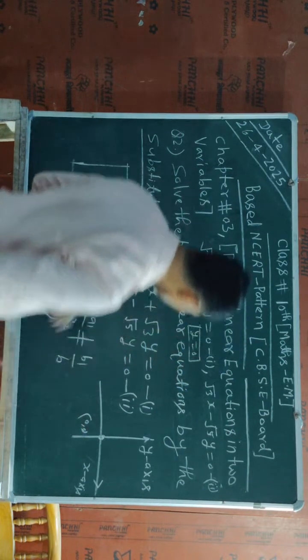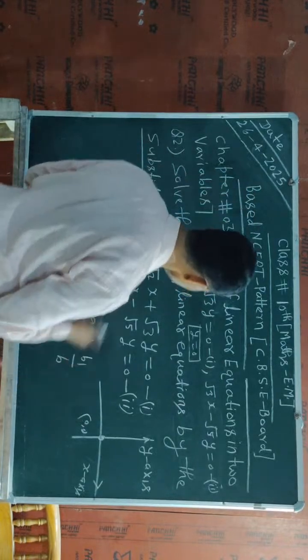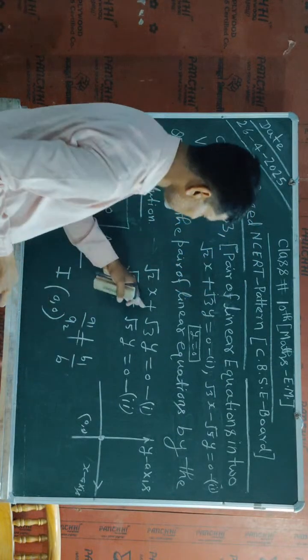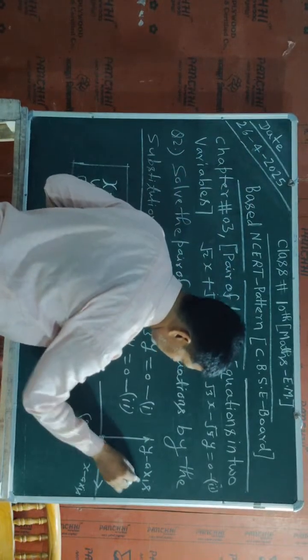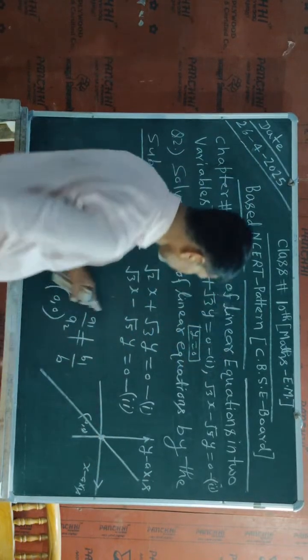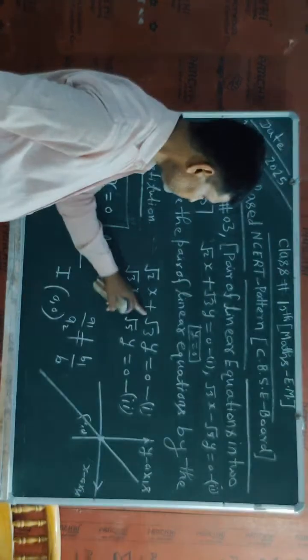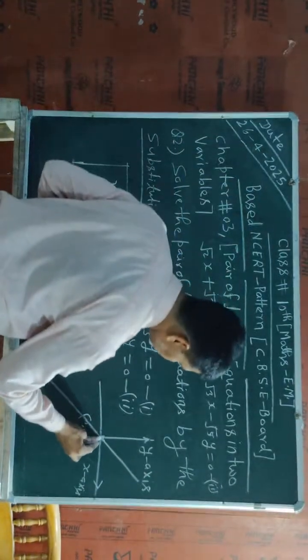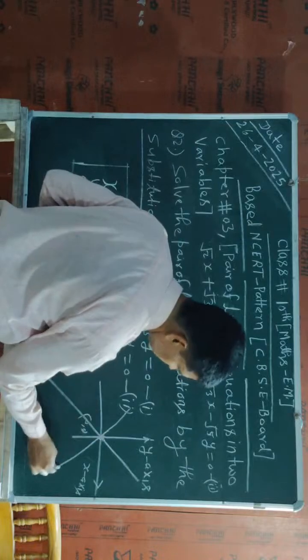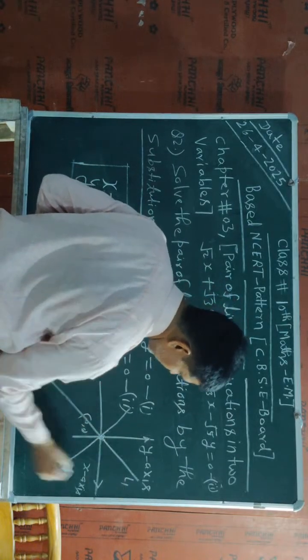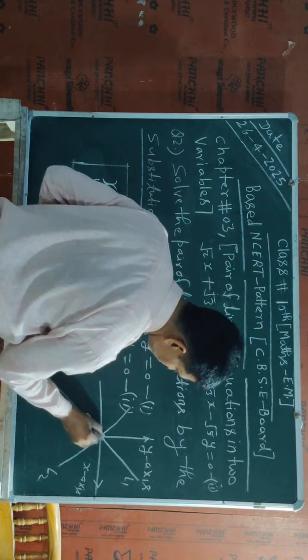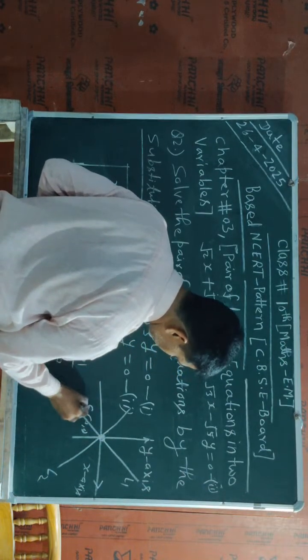It means that both lines will intersect at this point. If I take this line, it will go like this in the first and third quadrants, but in this case, the other line will go like this in the second and fourth quadrants. This is the line L1 and this is the line L2. Both lines are intersecting at the origin.